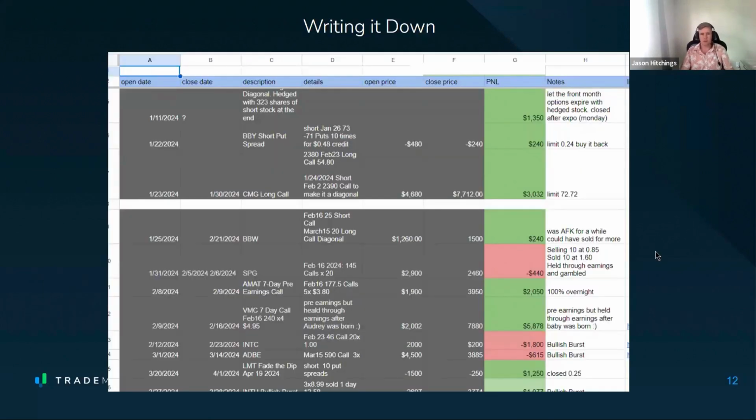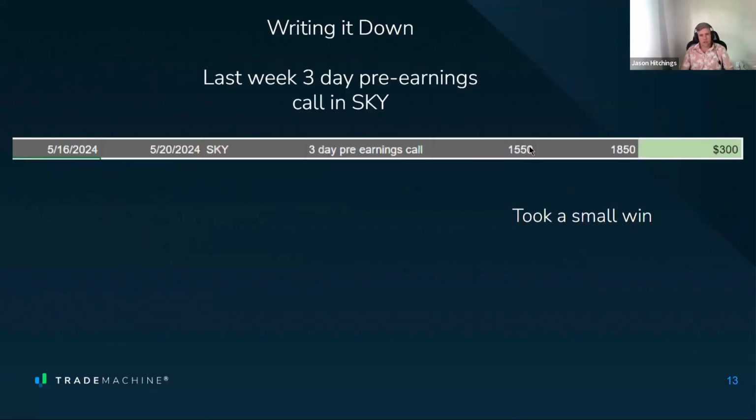Just an example of my own little spreadsheet of writing things down. Just real quick, we took a trade in Sky, or I tracked one last week, just a 3-day pre-earnings call. It was not a huge winner, but it was a small winner. So I just recorded that one.